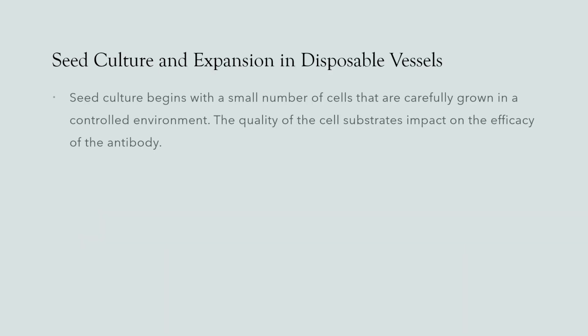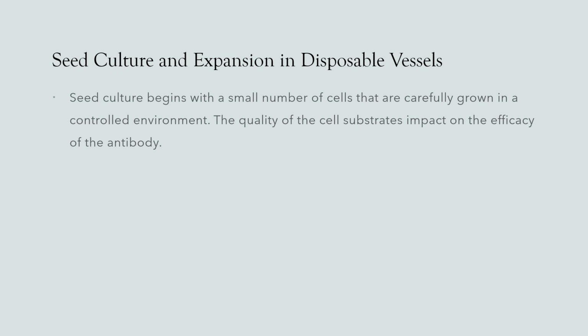So let's talk about the seed culture. This is basically the process that we're using to generate the cells, the CHO cells that are responsible for, or the factory houses that produce the antibodies. So we start off with maybe one or several vials of your working cell bank, and you expand the cells initially in disposable vessels.